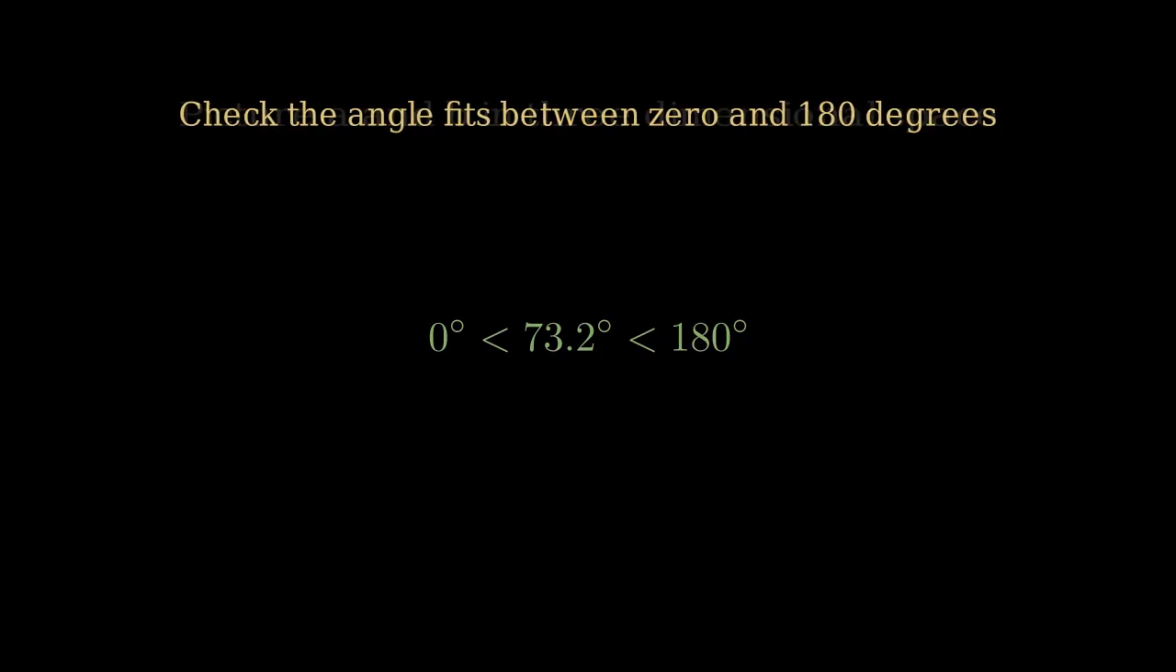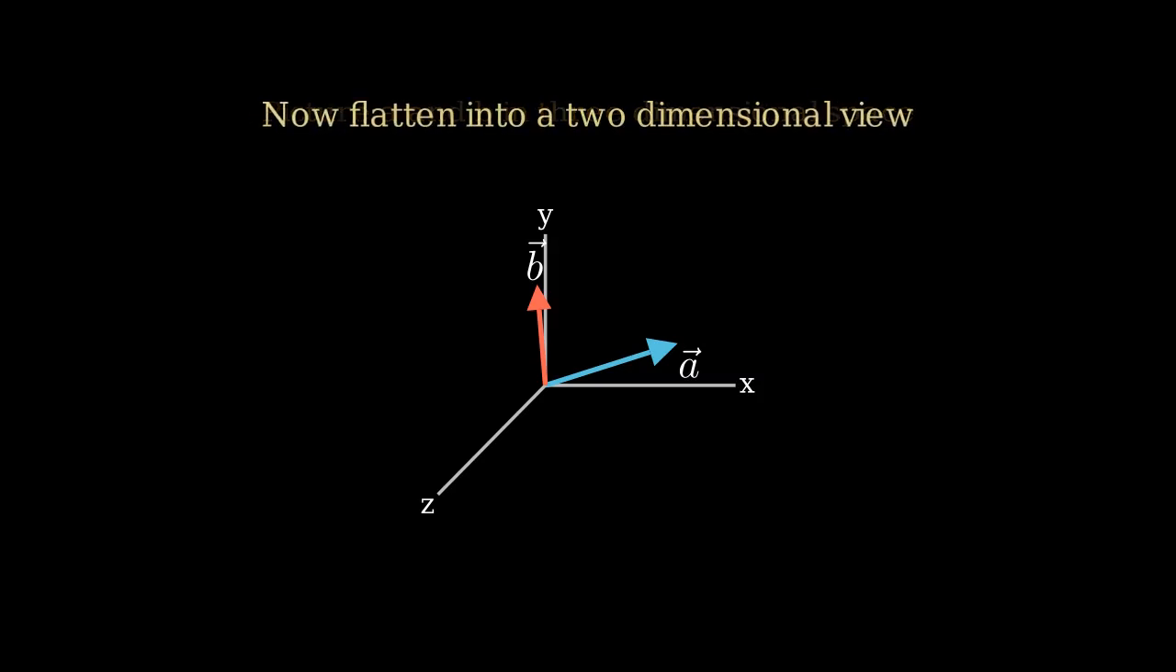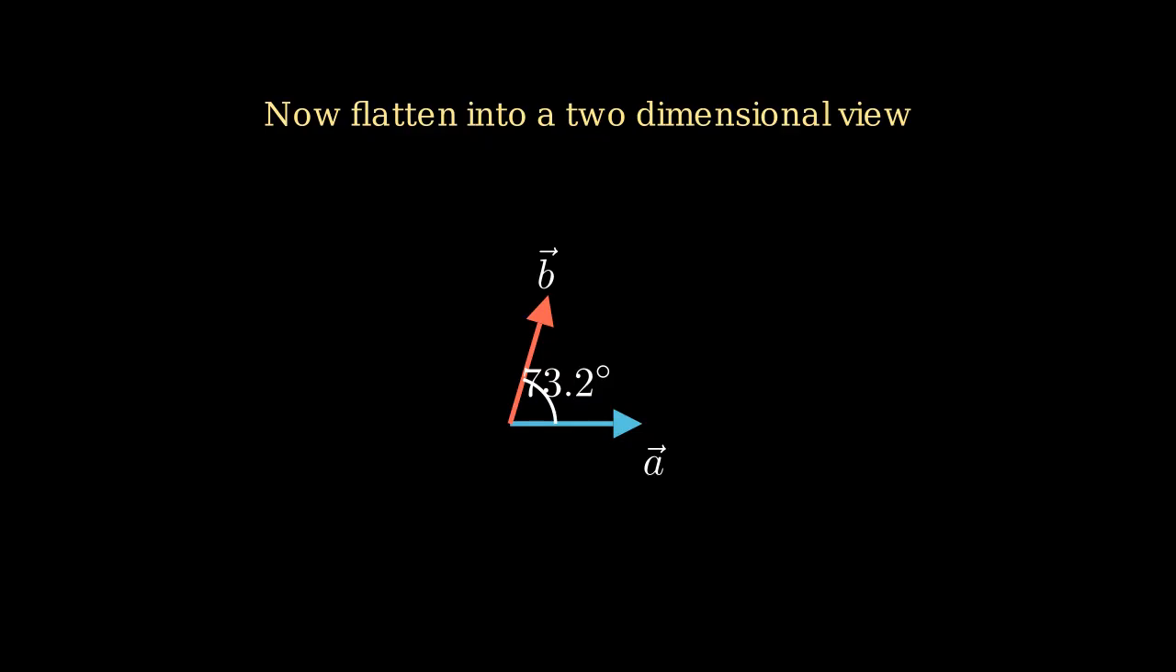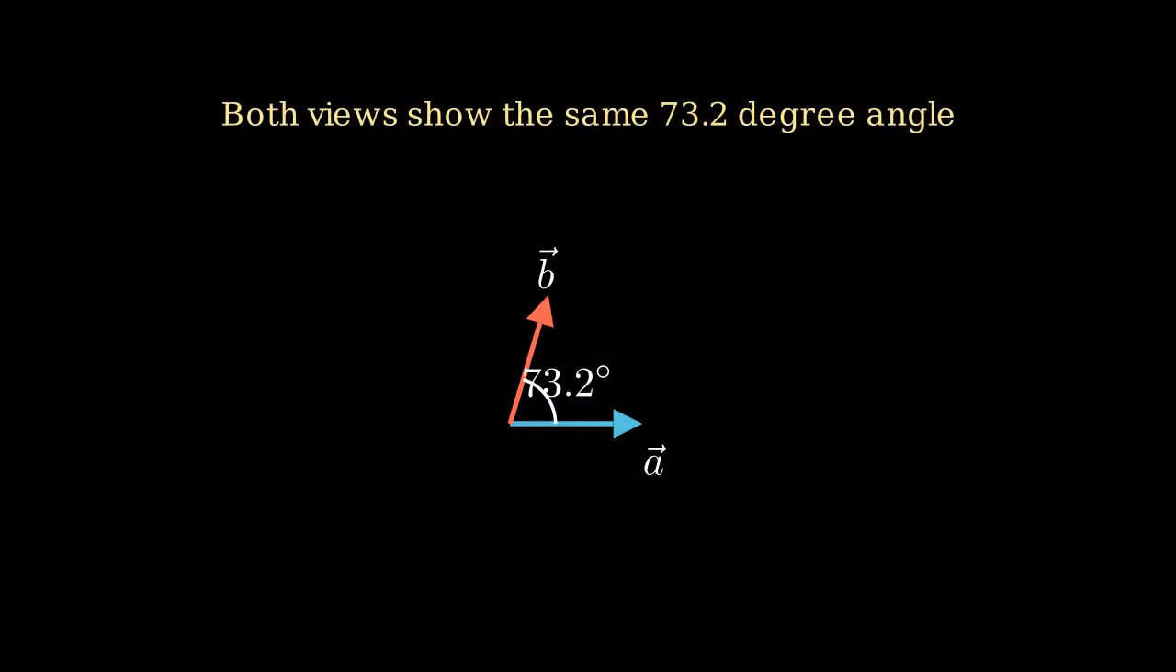To see this more clearly, picture vector A and vector B, drawn from the same starting point in three-dimensional space. Now imagine flattening that picture into a two-dimensional view, showing just the angle between the two arrows. Both views represent the same 73.2 degree angle, just seen from different perspectives.